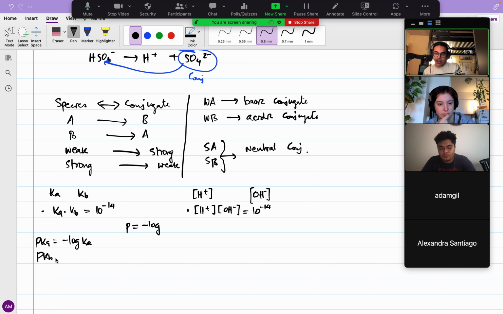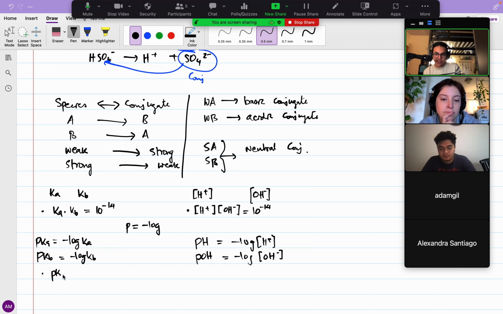Similarly, pKb is the negative log of Kb, and in the very same way, pH is the negative log of H plus concentration. pOH is the negative log of OH minus concentration. And now if you add up, as opposed to multiply, the P values, they add up to 14 in each case.